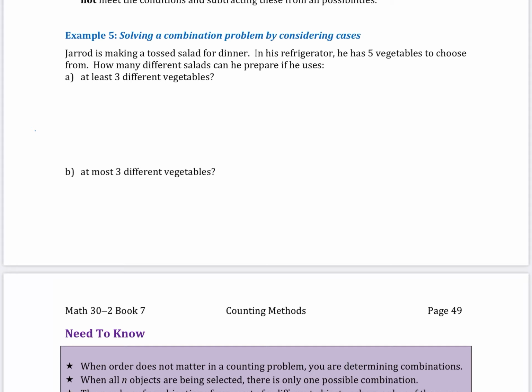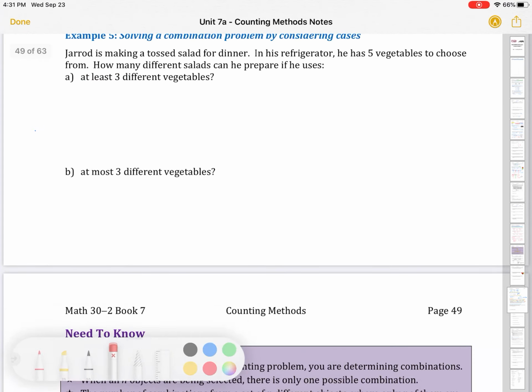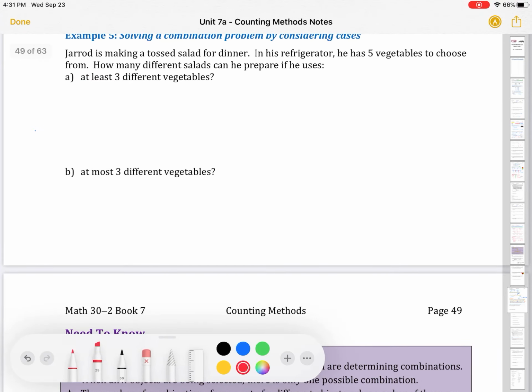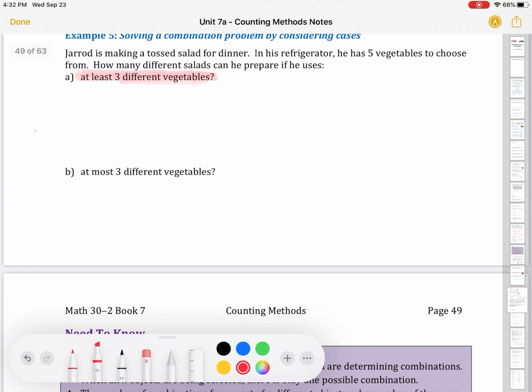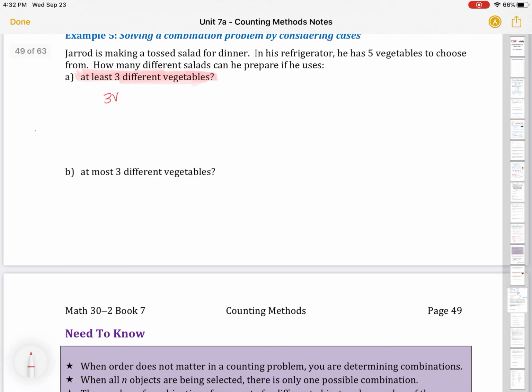Example number 5. Solving a combination problem by considering cases. Jared is making a tossed salad for dinner. In his refrigerator, he has 5 vegetables to choose from. How many different salads can he prepare if he uses at least 3 different vegetables?